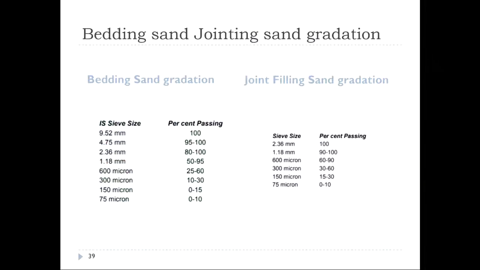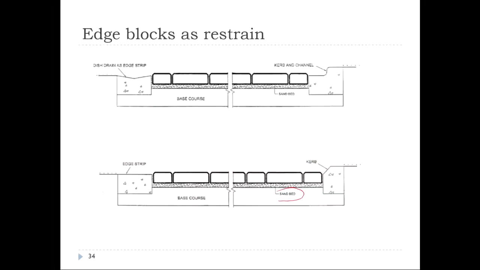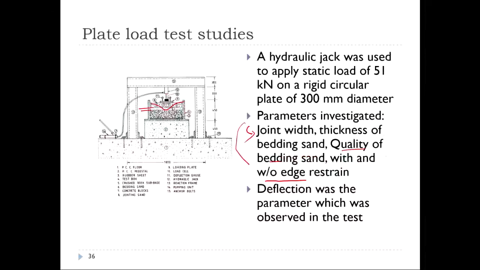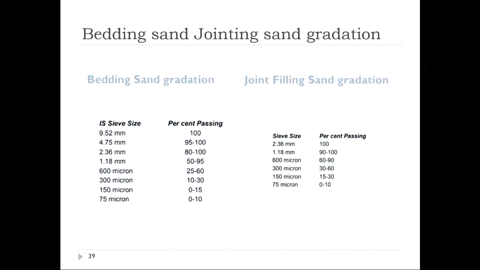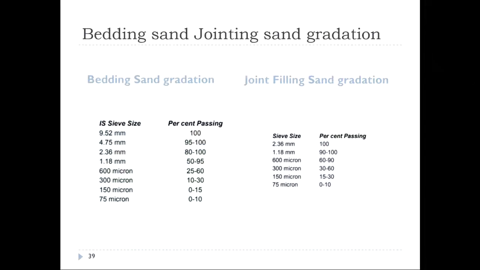Now, based on the study conducted by several researchers, our IRC SP63 recommends these two gradations. You could see there were several gradations that were studied by Panda and Ashok in 2002. There were several bedding sand and jointing sand gradations which were studied. So in IRC SP63, you will find bedding sand gradations and joint filling sand gradations, which have been recommended by the code.